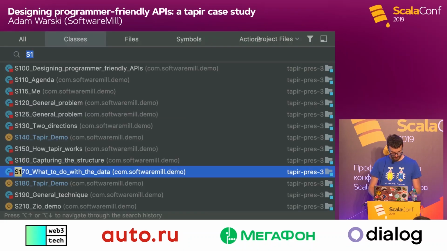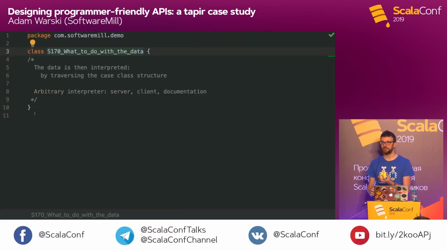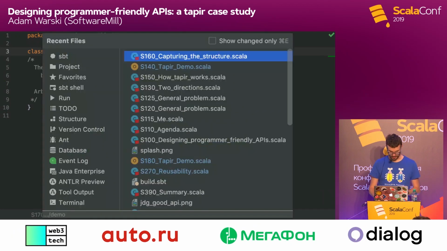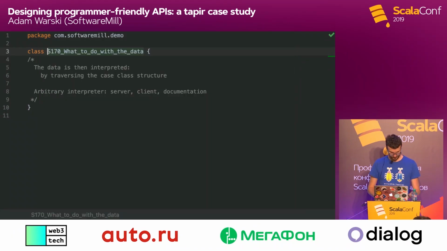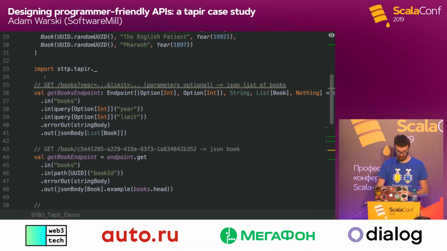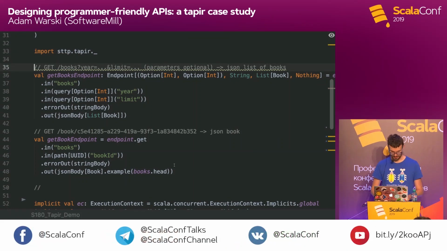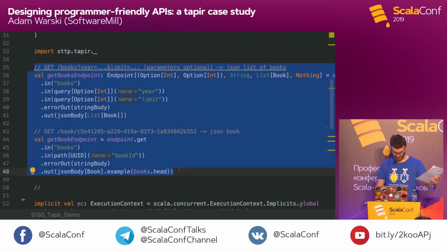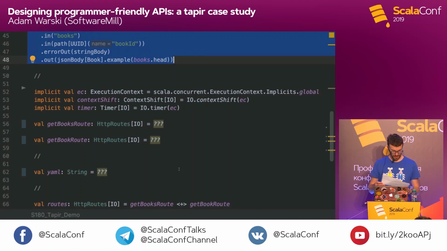Okay. So once we have the data, what can we do with it? Well, once we have the data, we can interpret it. We can traverse the data in a couple of ways. For example, we can write a server interpreter, a client interpreter, or a documentation interpreter. Let's take a look at how it works. So here we have our endpoints as we have seen them before. Nothing's changed. But now we will try to write a server which actually does something with those endpoints.